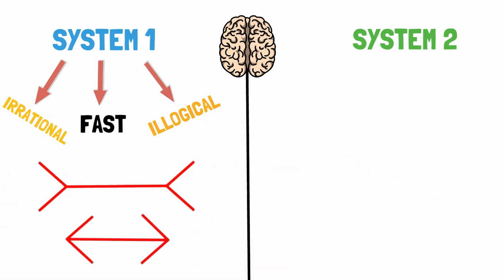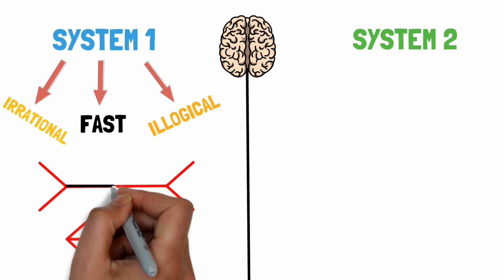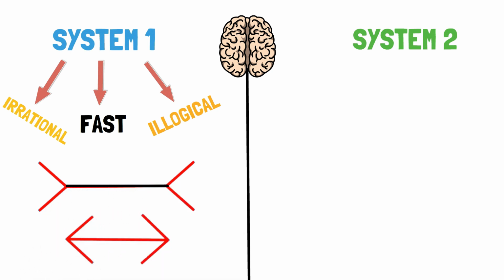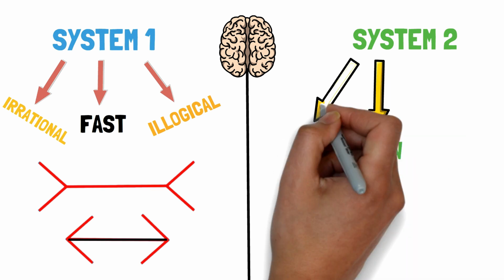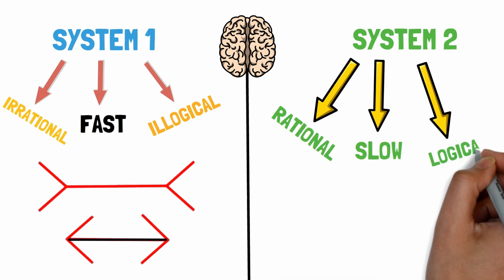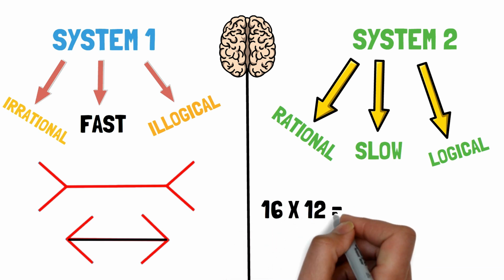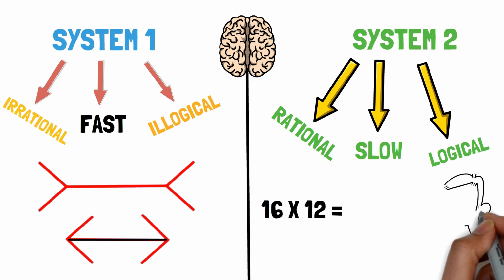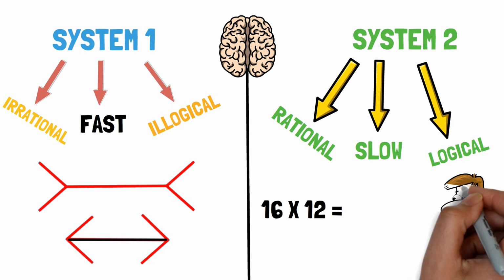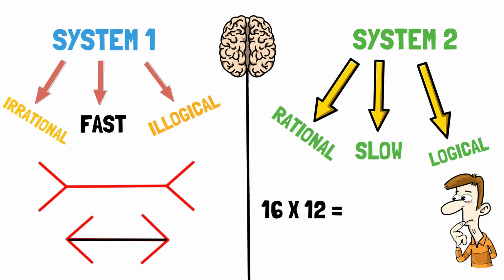Example: if you see both of these lines together, amongst them you will find the first line bigger than the second, but the actual reality is both lines are exactly the same size. And on the other side is System 2, which is slow, rational, and logical, which thinks slowly and helps us to take the correct decision. Example: if I ask you how much 16 times 12 is, to give an answer, you will use your System 2. You have to think for it, put in effort, and finally you will give a correct answer.